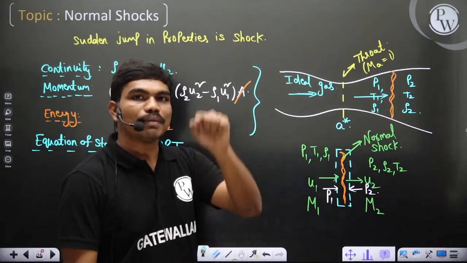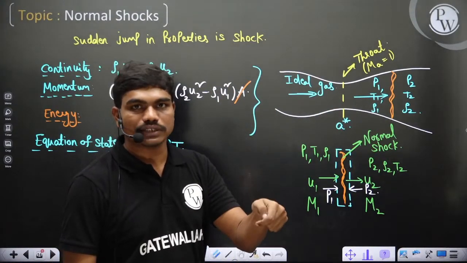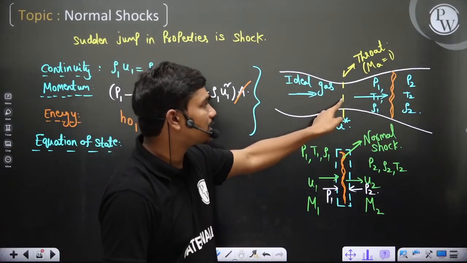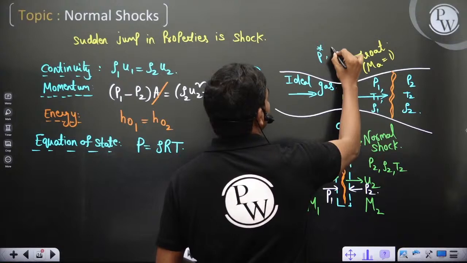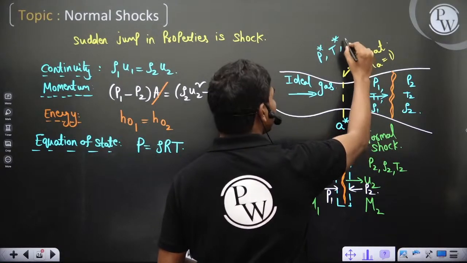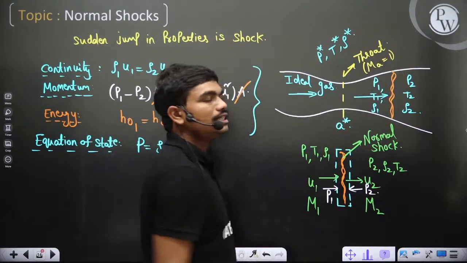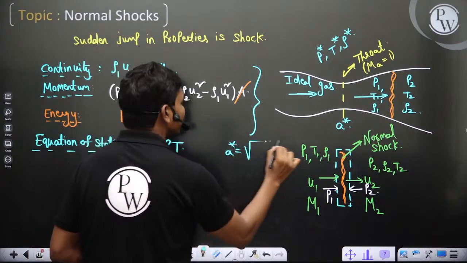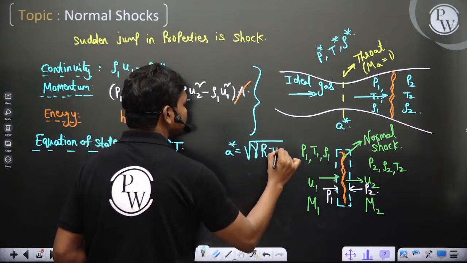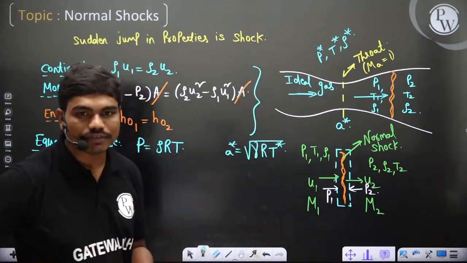So at Mach number equal to 1, what is the sonic velocity? At this point, what is the temperature? Let's say the conditions here are P star, T star and rho star. Then clearly this A star is given by square root of gamma R times T star. So this is the acoustic velocity in this case.